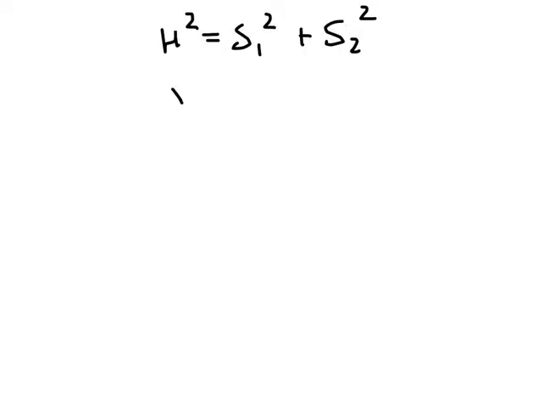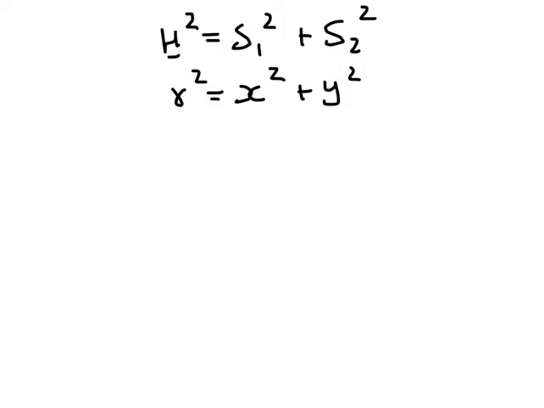Sometimes they write this formula as r squared equals x squared plus y squared. It really doesn't matter how you write it. It all depends on what you are given and what you are trying to calculate. What we know is that h represents the hypotenuse, so h squared equals side 1 squared plus side 2 squared.